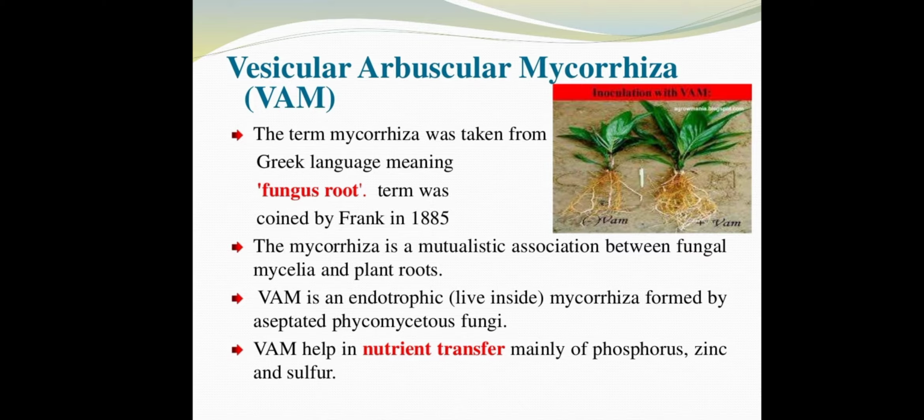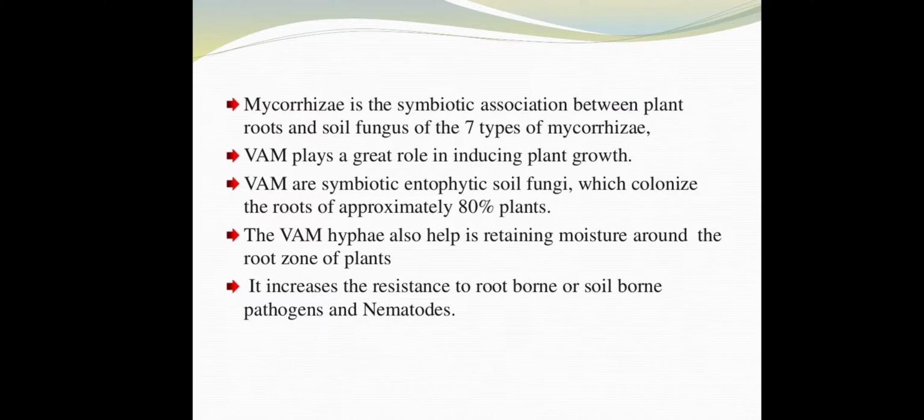Then coming to another biofertilizer type like VAM, that is vesicular arbuscular mycorrhiza. The mycorrhiza is a term taken from the Greek language which means fungus root. That is, VAM is a close association between the roots and the fungus. VAM helps in nutrient transfer mainly of phosphorus, zinc and sulfur to the plants.